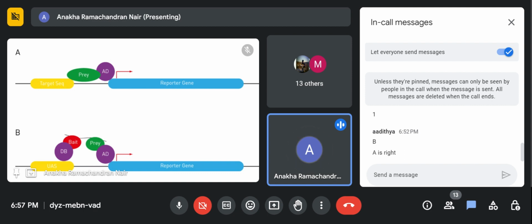Okay, so if the query protein binds to a particular target sequence, then you can figure that out. In this case, the bait has the DNA sequence with it, right? So the prey protein is what you're trying to figure out if it interacts with that particular DNA sequence. Okay, so this is for DNA-protein interactions.